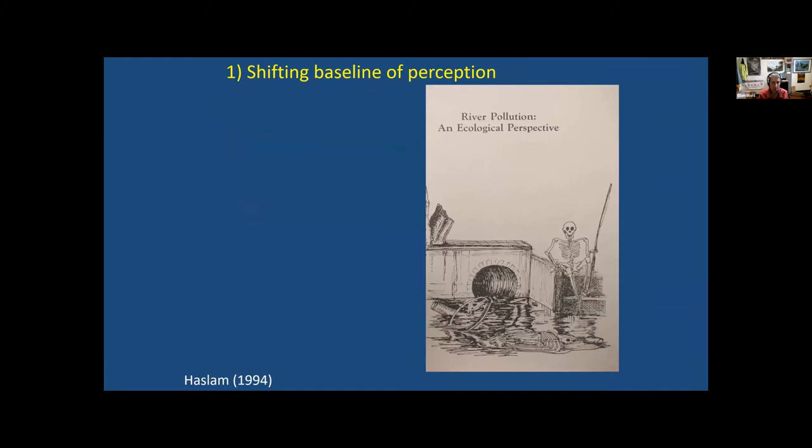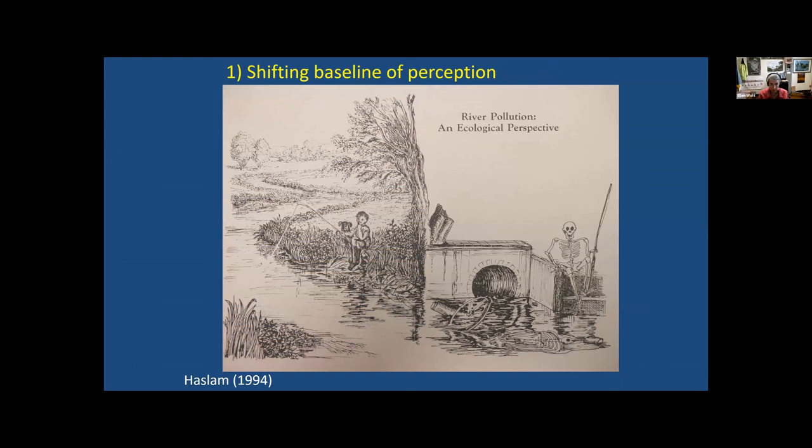So let's start with shifting baseline of perception. I think a nice illustration of this comes from this textbook, which is an English textbook on river pollution. This is the inside front cover. And I think everyone who sees this would agree that that's not a good river. It's very polluted, very unpleasant. What I found really interesting was the opposing inside front cover, which is this picture of a boy and his dog along a very bucolic or pastoral river. And it's a nice contrast to the other one with the skeleton.